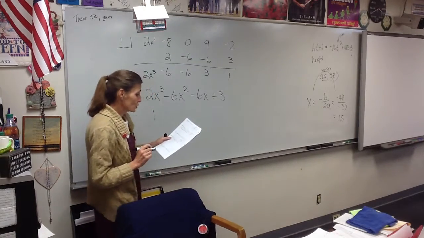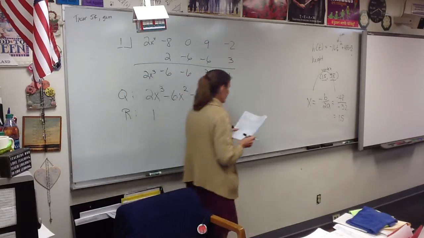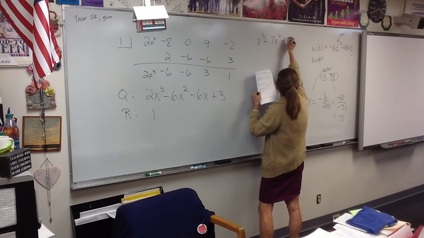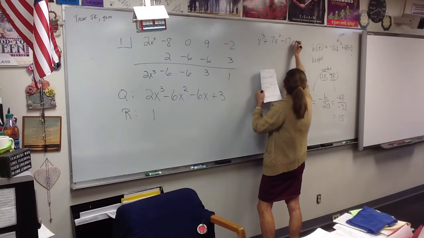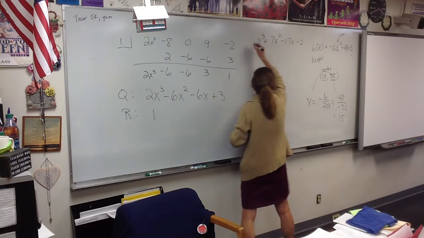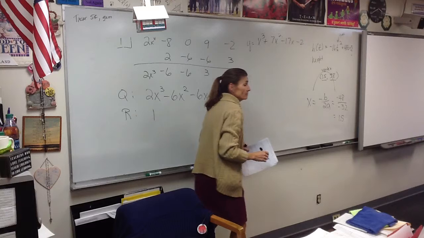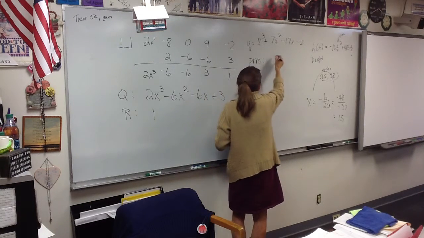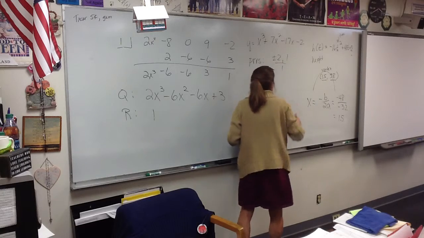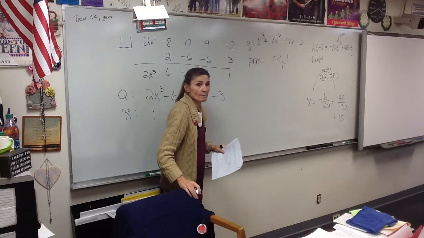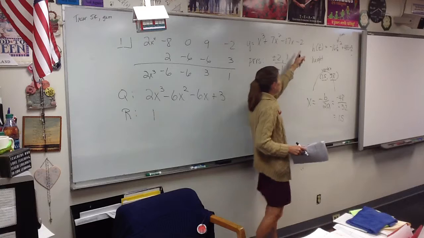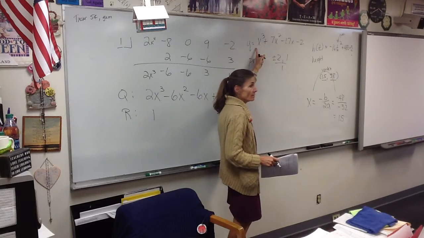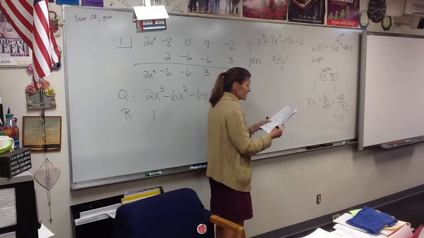Okay. Number 9. List the possible rational roots, and then find the roots. So the PRRs are plus or minus 2 and 1. Factors of 2 over factors of 1. Now it says find them.